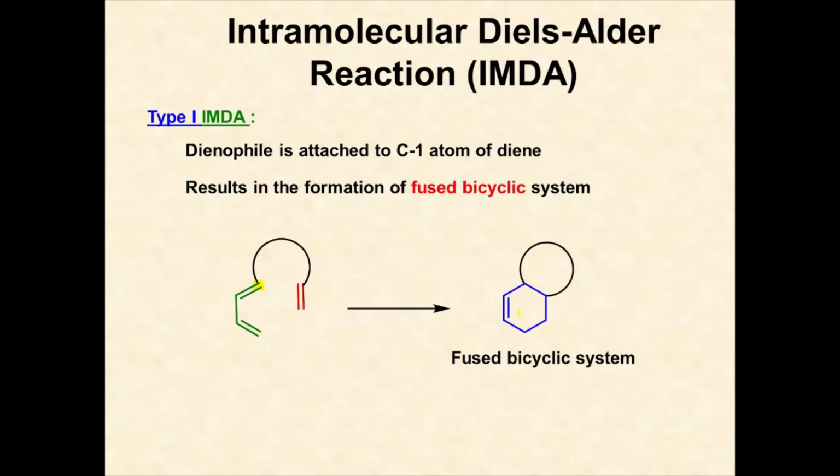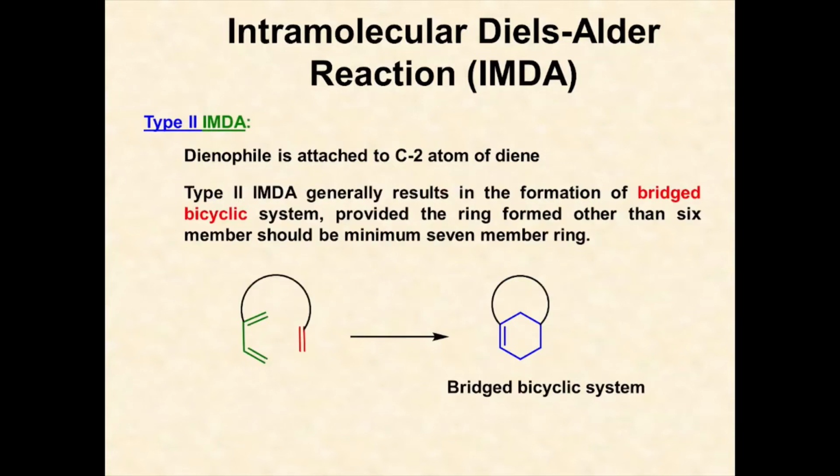Now in that case, the intramolecular Diels-Alder reaction works best when it forms 5 or 6 membered rings. Okay, so for that purpose, these are very useful reactions for the synthesis of 5 and 6 membered rings, especially the carbocycles.